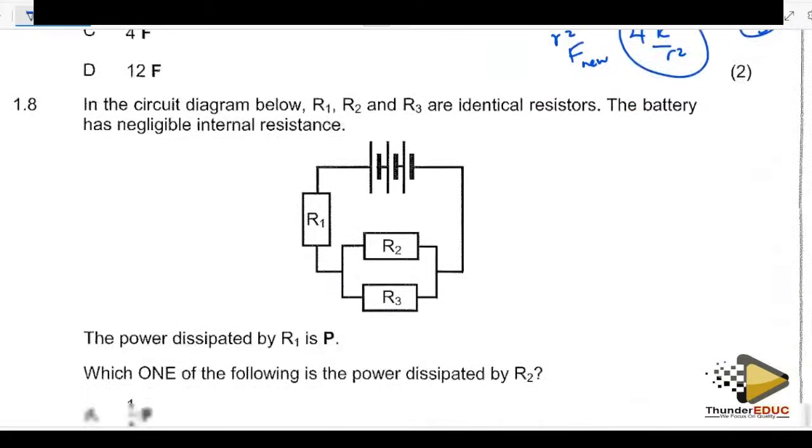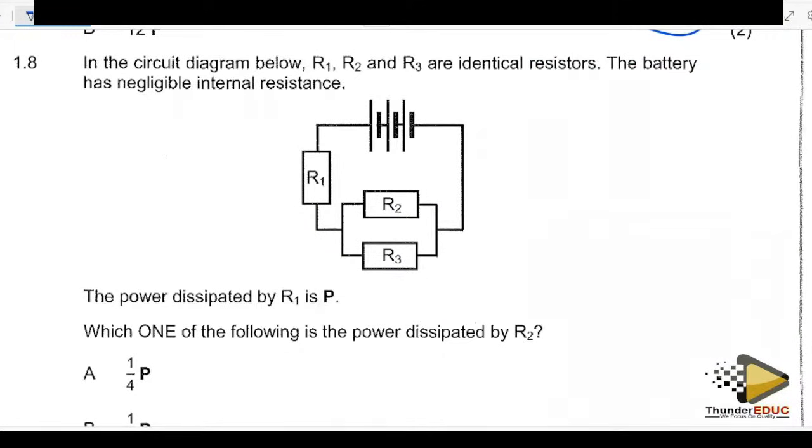1.7, okay. Then 1.8, in the circuit diagram below, R1, R2, and R3 are identical resistors. Identical simply means they have the same value, and the battery has negligible internal resistance. They're telling us the power dissipated by R1 is P. The question is asking us, what happens to the power that is dissipated by R2?